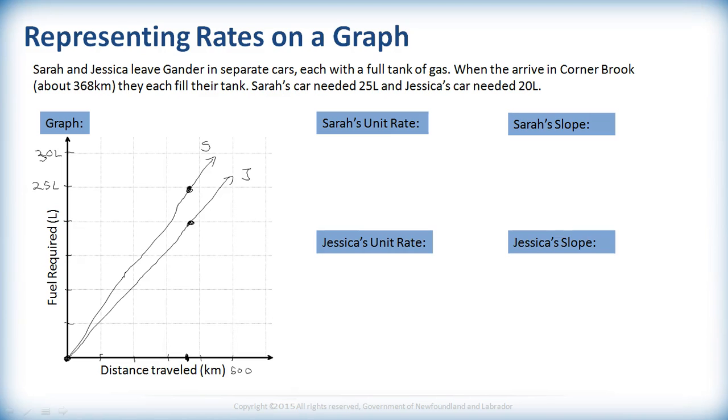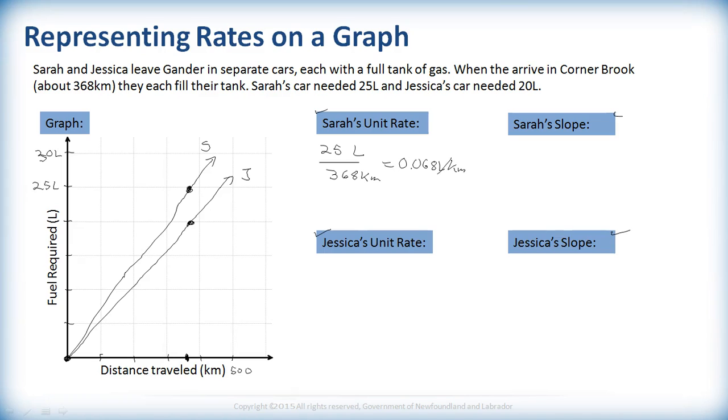Okay, and next what we're going to do is look at the numbers from the scenario and calculate their unit rates. Then we're going to compare those unit rates to the slopes we get for the graphs that we drew. So for Sarah's unit rate, she used 25 liters over a span of 368 kilometers. So Sarah's unit rate is going to turn out to be about 0.068 liters per kilometer.